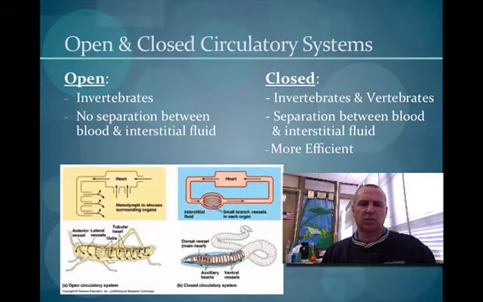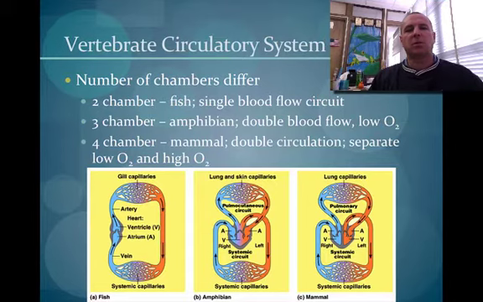Now, when we look at the vertebrate circulatory system in particular, there are different circulatory systems depending on the chambers of the heart that an organism has. The two-chambered heart, such as in fish, has a single blood flow. As you can see down here in the left-hand corner, it only goes in one path. It's a circle, right? It's very simple. You have a single blood flow chart here.